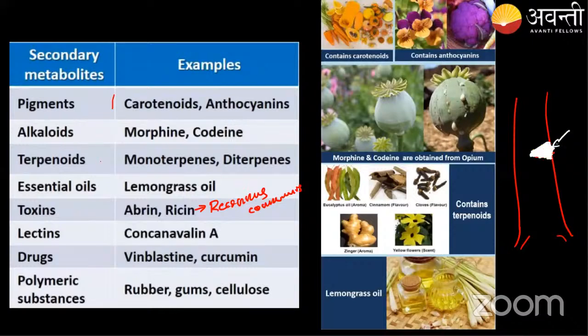So bacteria can't come here. Bacteria can't affect this plant, right? So those kinds of things are rubbers, gums, or cellulose. Okay. So gums, it's also in similar ways.